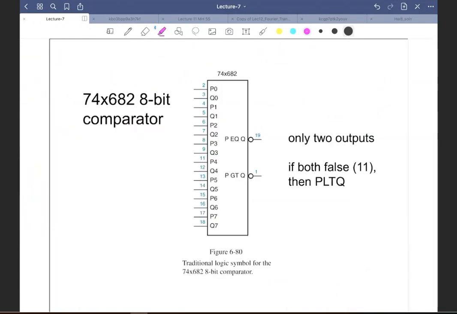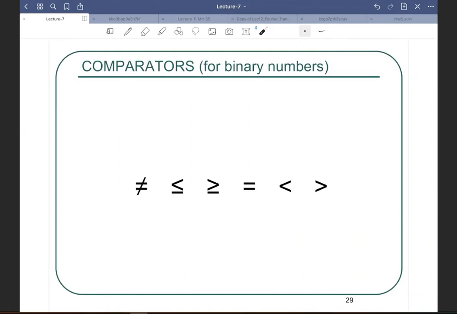All right, let's move on to something that we have seen earlier, very informally now. If you take a look at this 8-bit comparator, the 74X682 chip, there were only 2 outputs, equal and greater than. Now, clearly, if both of them are false, and because these are active low outputs, both false means 1, 1, then P will be less than Q. In other words, you can derive this new P less than Q comparator output using the P equal and P greater than Q outputs. In fact, you can derive all the others. So all 6 of them, all you would need is equal and greater than. If you have those 2, you can derive all the others.